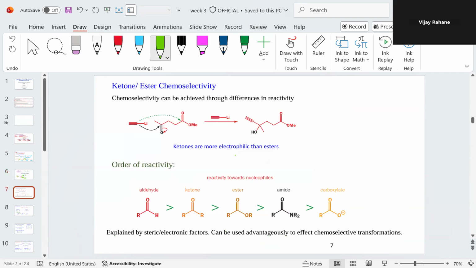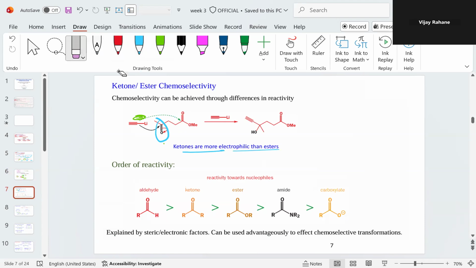Then we look at some other example, like ketone ester reactivity between the carbonyl compounds. So let's say we have this C triple bond C negative and Li positive, right? This carbon is negatively charged, and if you look at the carbonyl center, in the starting material there are two different carbonyl centers. One is the ketone and one is the ester. And if you look at the reactivity, the ketones are more reactive toward the electrophile than the ester.